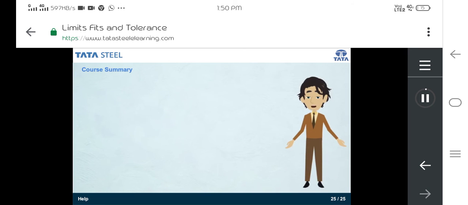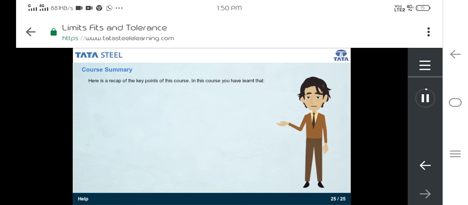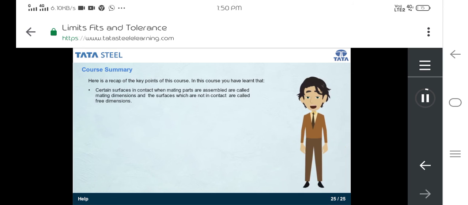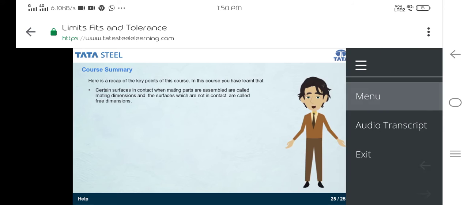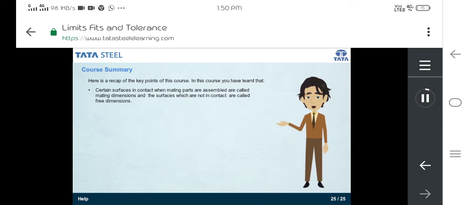We have now come to the end of this course. Here is a recap of the key points of this course. In this course, you have learned that certain surfaces in contact when mating parts are assembled are called mating dimensions, and the surfaces which are not in contact are called free dimensions.